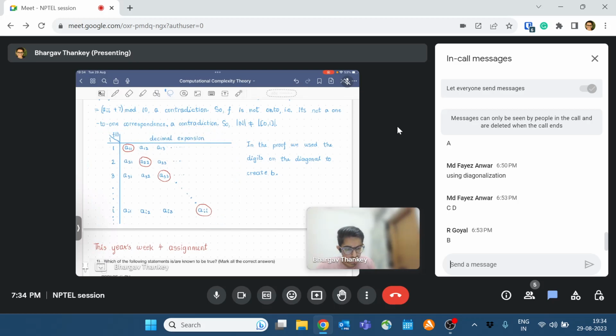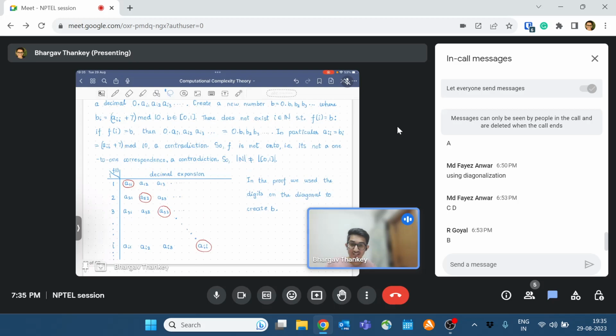Okay, so if this is clear, now let's look at the use of diagonalization to prove that the halting language is semi-decidable. Okay. But before that, is this completely clear? Because if we move to that and this is not clear, that would be a problem.